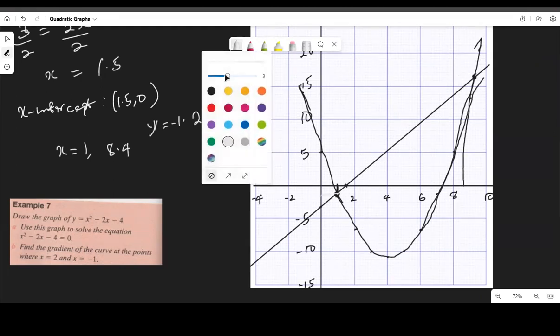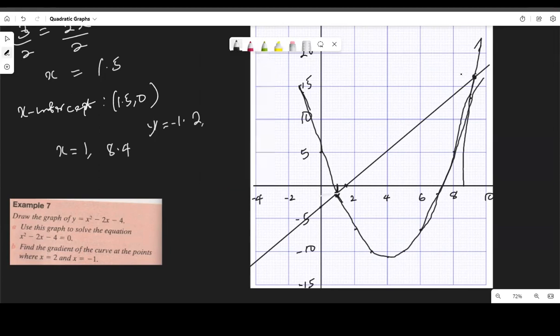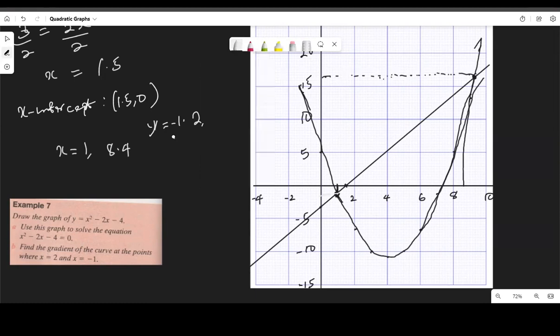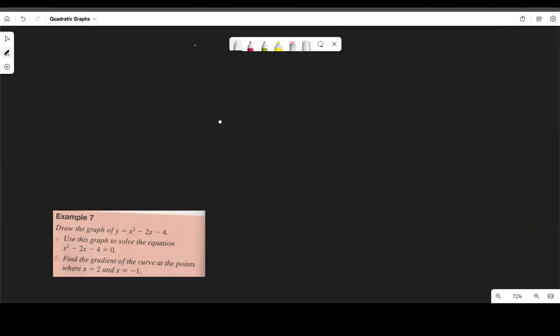Let me use a black pen then. If I trace this to the y-axis, something like this. This is 15 point, let's say 15.2, something close to that. So these are the values for the solution for this equation. We have more examples here.